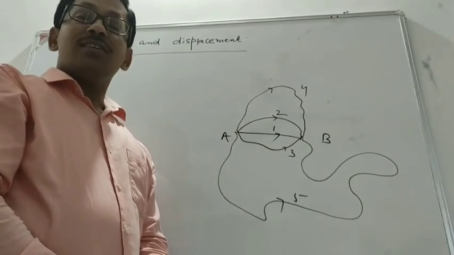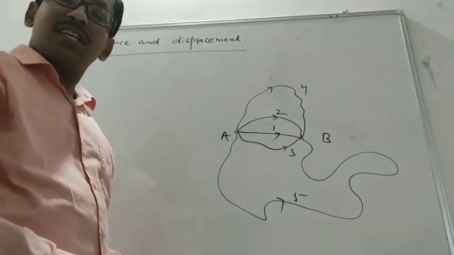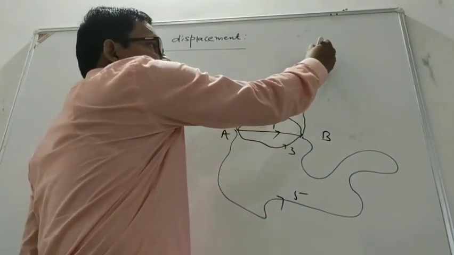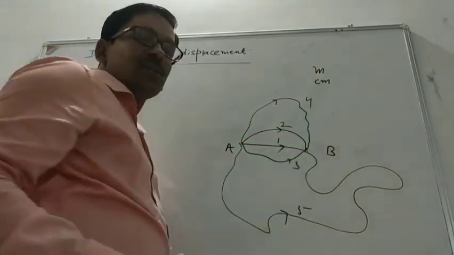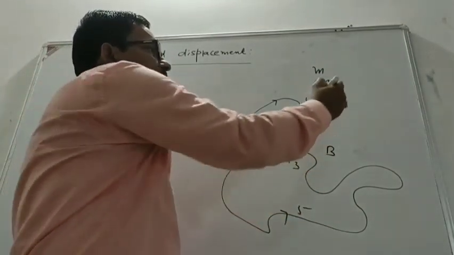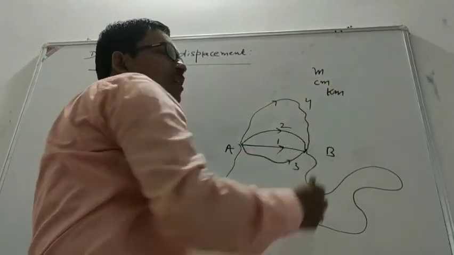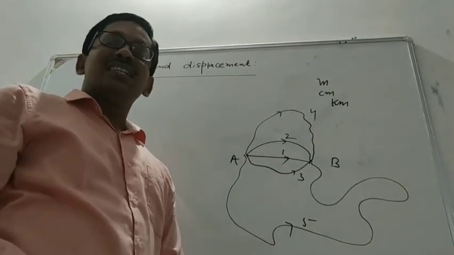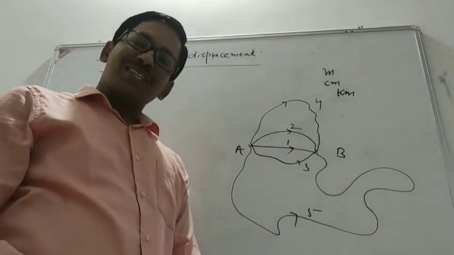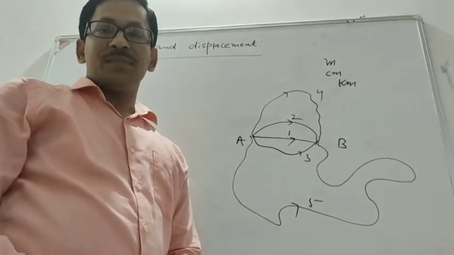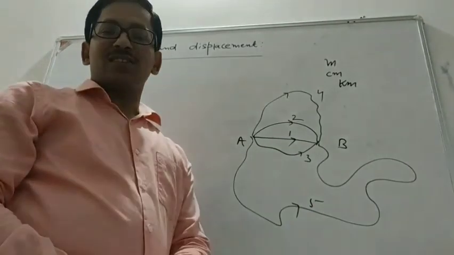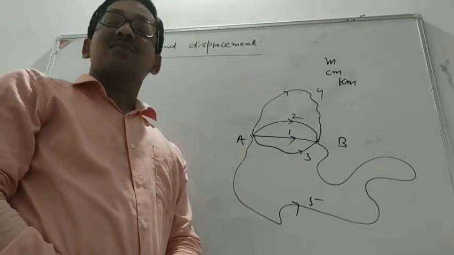What is the unit? The SI unit of distance covered is meter. The CGS unit is centimeter. The most commonly used unit is kilometer. The distance between two cities is represented by the unit kilometer. So this is about the distance covered. What about the displacement?